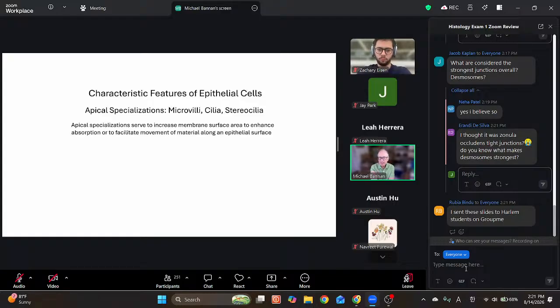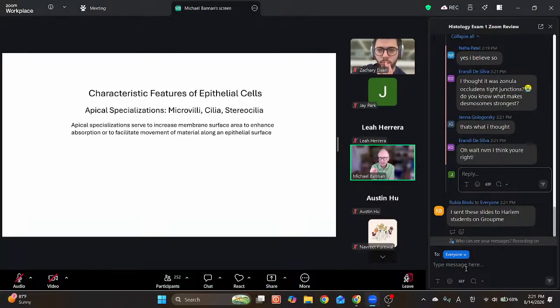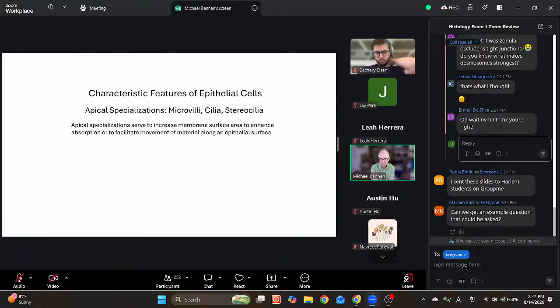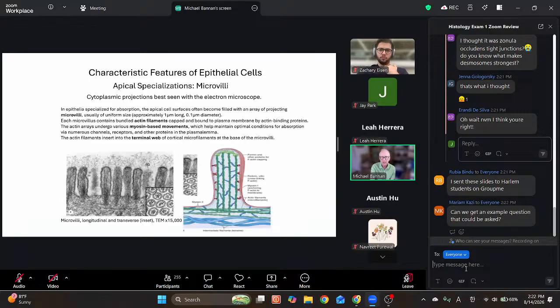Let's talk about apical specializations, okay? And we just focused on microvilli, cilia, and stereocilia. Those are the three. And the functions of these things is generally either to increase the membrane surface area to enhance absorption or to facilitate movement of material along an epithelial surface. So the first one is the microvilli, okay?